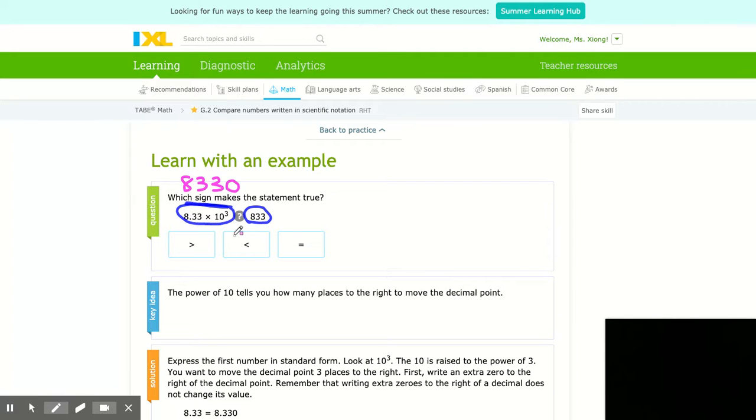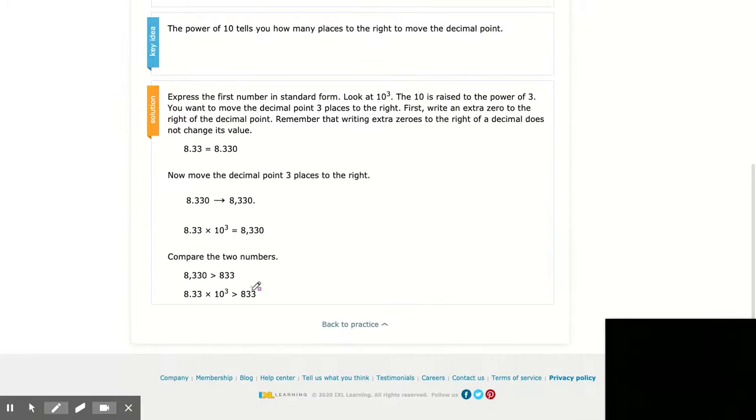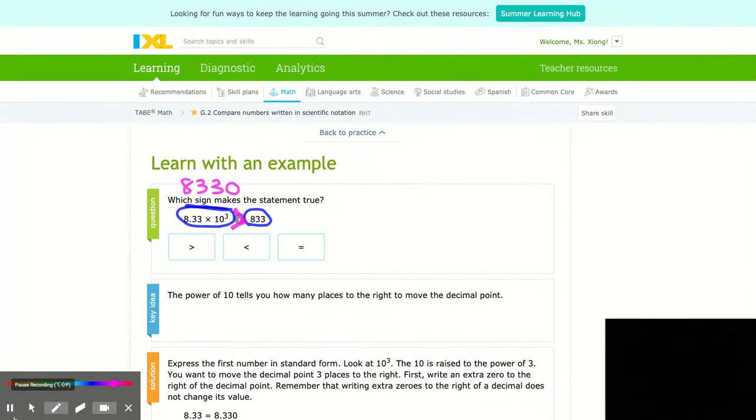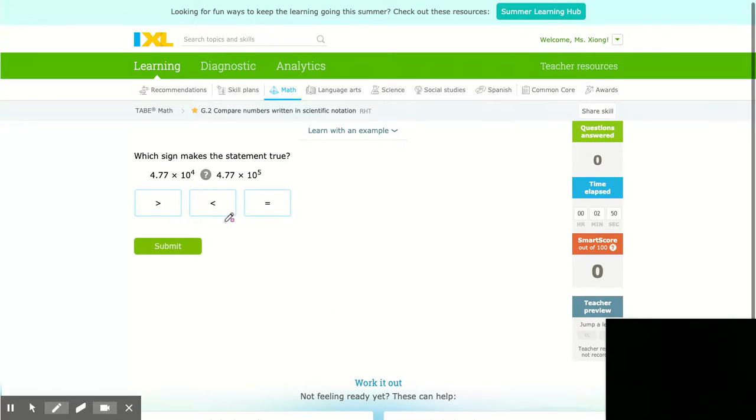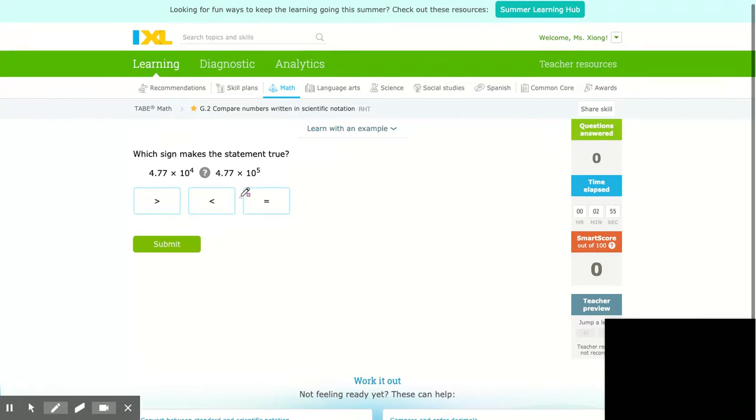So right away I can tell that this number is larger. So my answer should be greater than. And then remember that this alligator is always trying to eat the greater number. If you want to look down here, this is what we got, just to see their answer to compare. All right, this time we have two numbers and they are both in scientific notation.